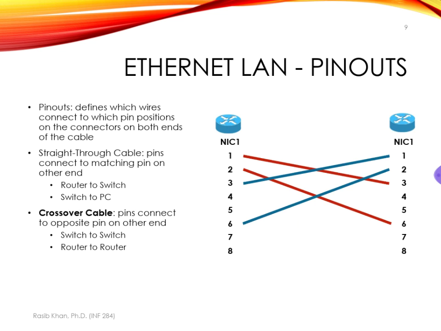In the second case, which is a crossover cable, terminals 1 and 2 are connected to terminals 3 and 6 on the other end. And that applies the other way as well. And these kinds of cables are required when the 2 devices are the same. For example, if we are connecting one switch to another, or one router to another, in these cases we need a crossover cable.